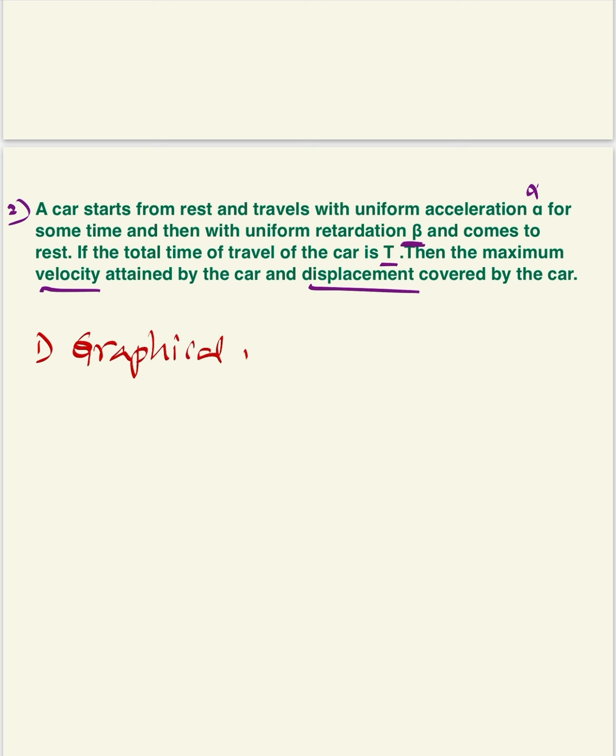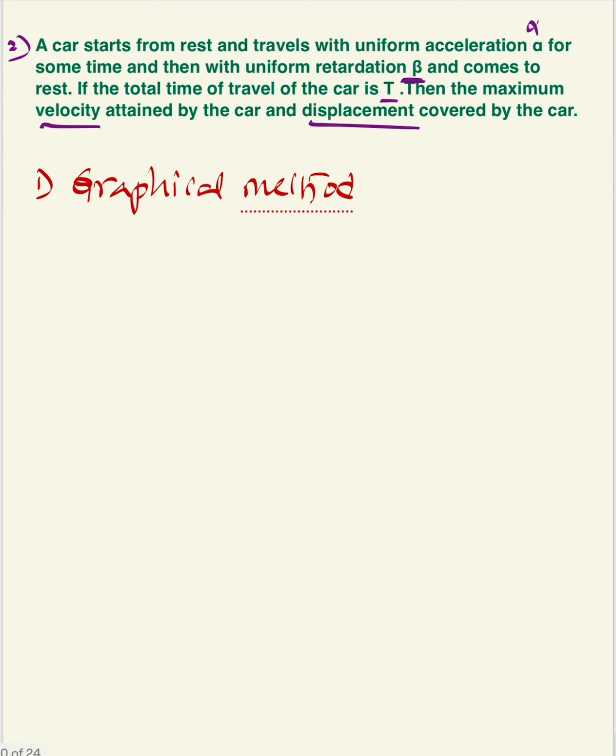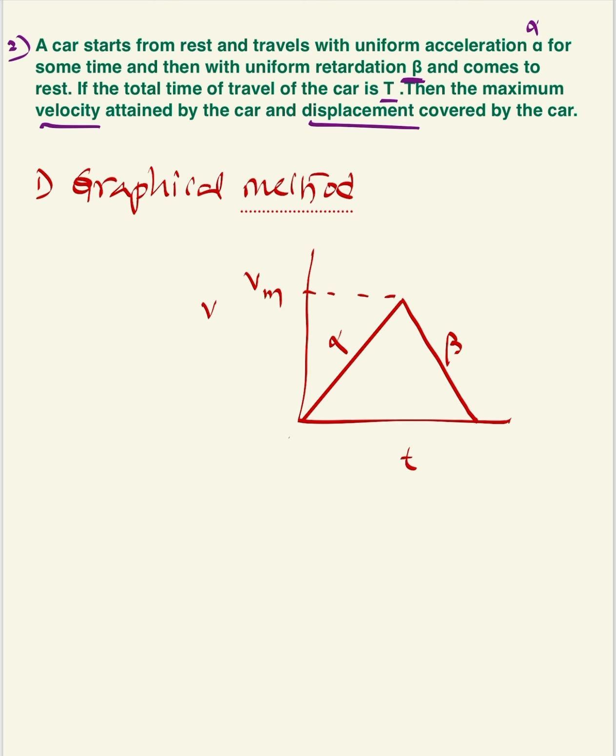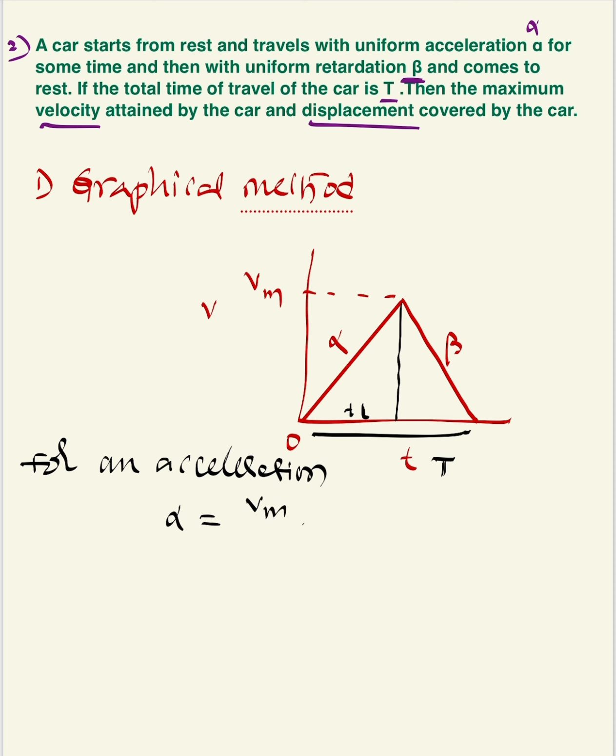For the graphical method we have to take the velocity time graph, the vt graph. It starts from rest, reaches the maximum velocity, and then retardation here. This is acceleration, this is retardation, this is the maximum velocity. The total time interval, let us take as t here. For acceleration, let the time be t1 here. Alpha equals v max by t1. So from this, v max equals alpha t1. Let it be equation 1.